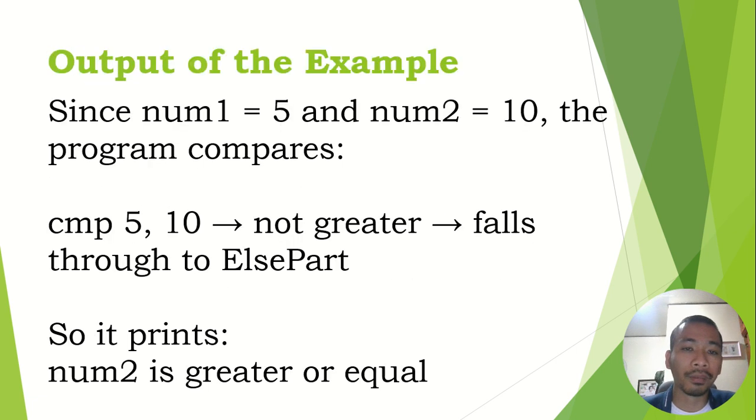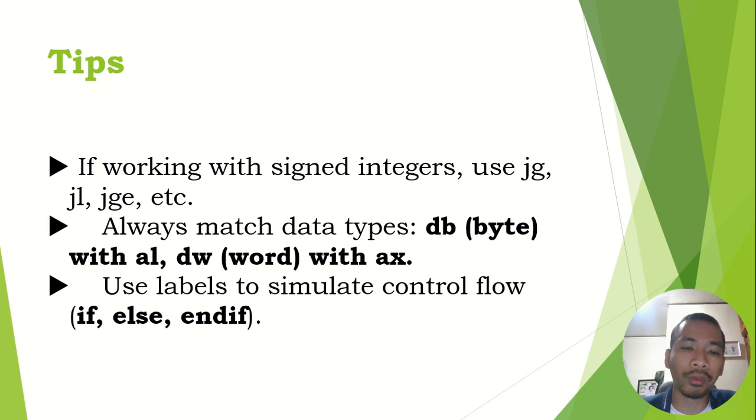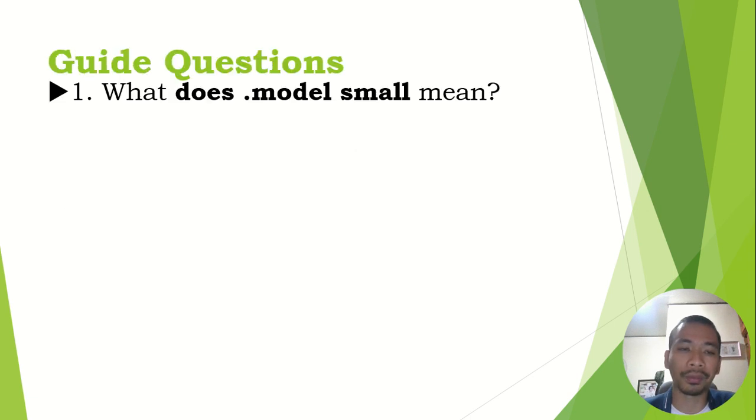So, tips: if you're working, like I said, with signed integers, we use JG, JL, JGE and so on, etc. Always match data type. DB means byte, with AL; DW is word, with AX. Okay? Use labels to simulate control flow: if, else, and endif.